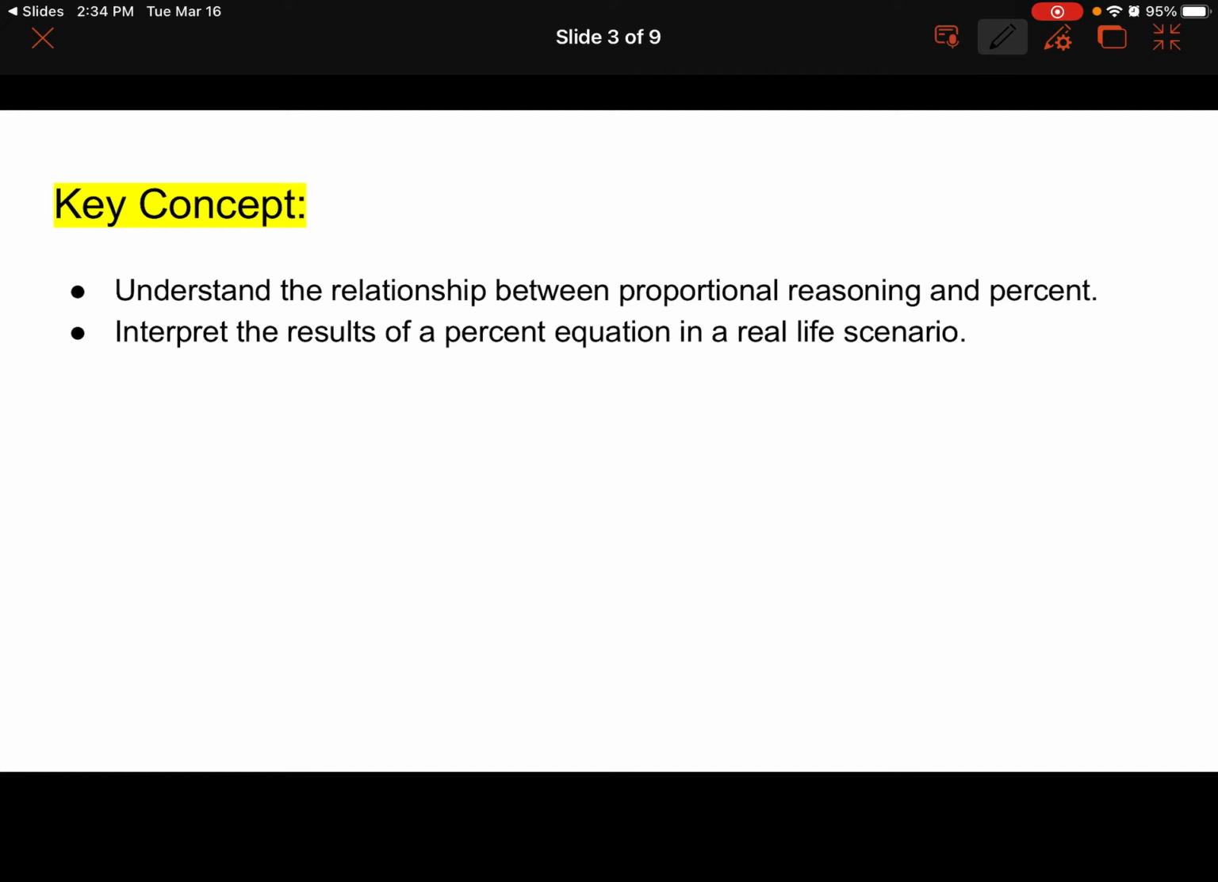Today we're going to learn about how to understand the relationship between proportional reasoning and percents. We're going to continue that from chapter 3.2. And we're also going to interpret the results of a percent equation in real life scenarios.